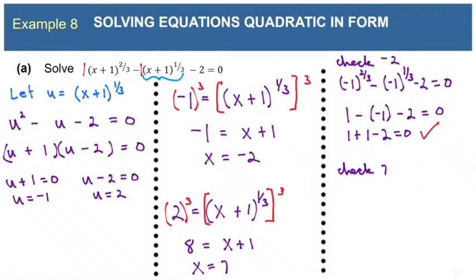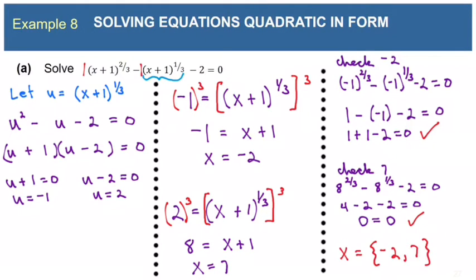Okay, now checking the 7. We'll put 7 in place of the x. So inside the parentheses, 7 plus 1 is 8. We'll have 8 to the 2/3 minus 8 to the 1/3 minus 2 equals 0. Now, the cube root of 8 is 2, and 2 squared is 4. And here the cube root of 8 is 2, and then 2 to the first is 2, minus 2. Okay, this is going to check as well because 4 minus 2 is 2, and 2 minus 2 is 0, and that's what we wanted. And so that checks, and our two solutions are negative 2 and 7.